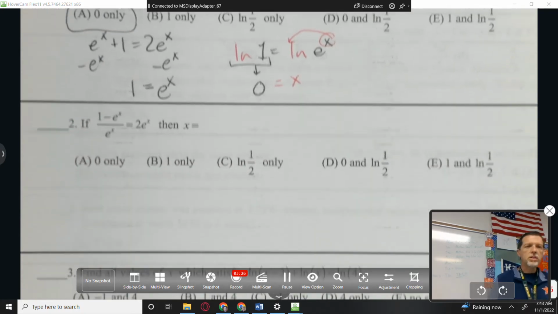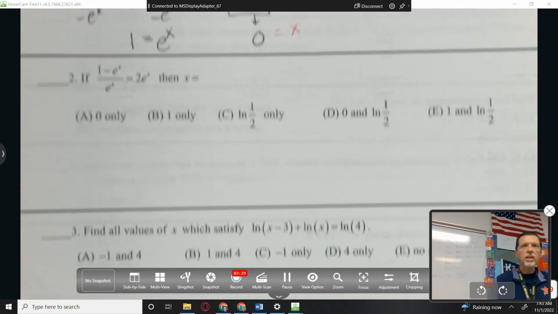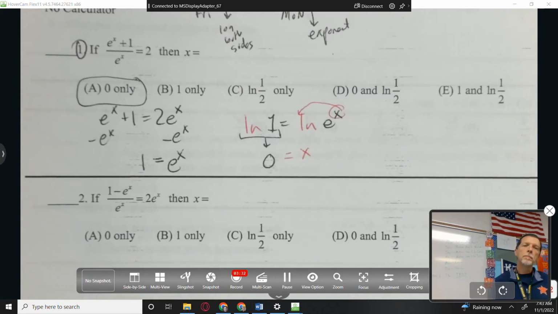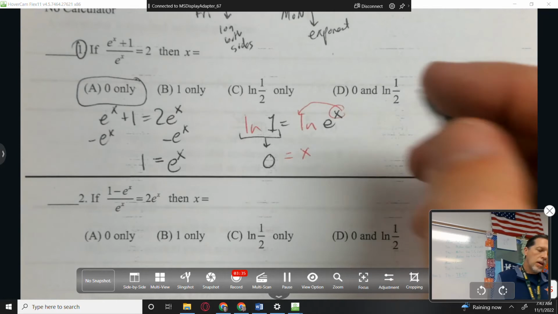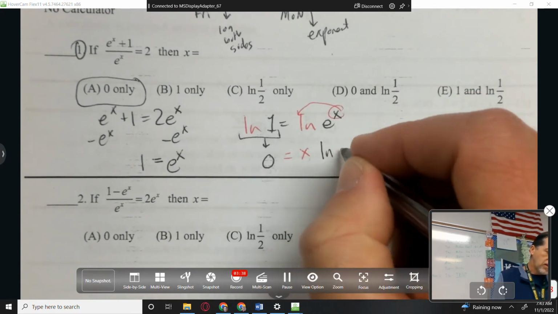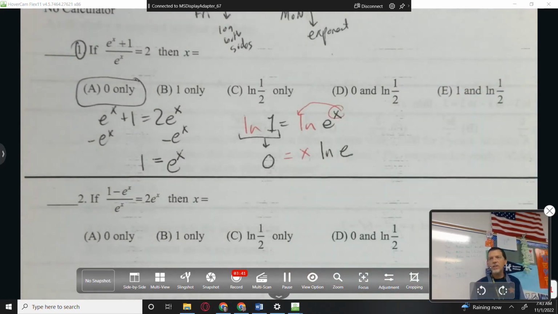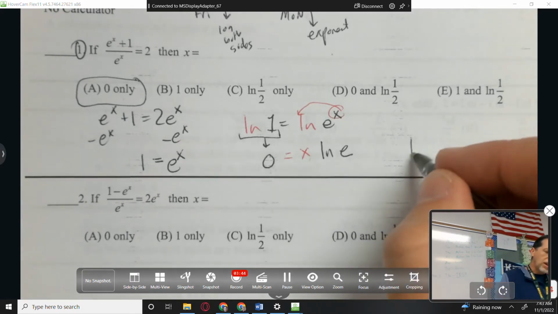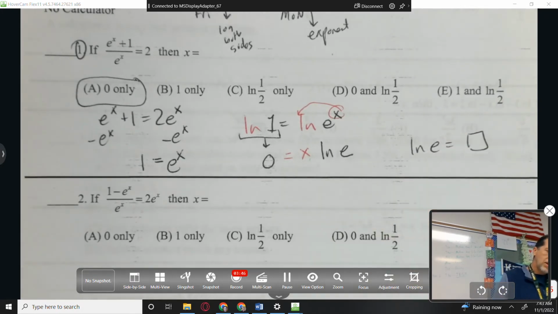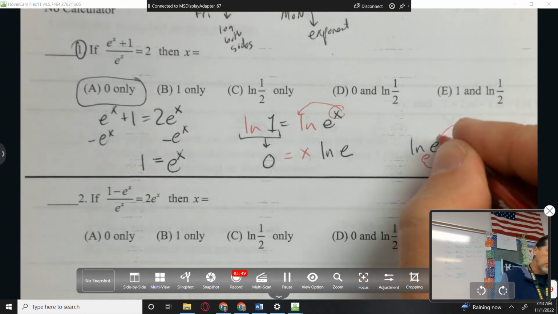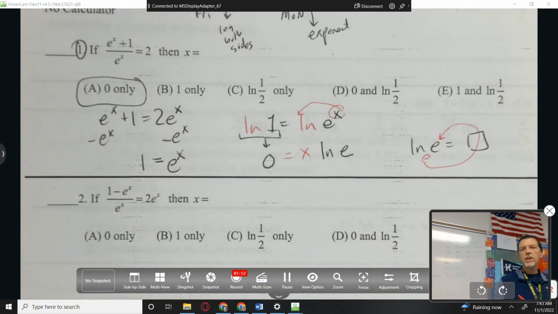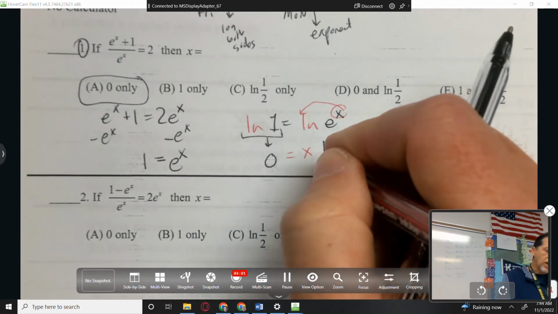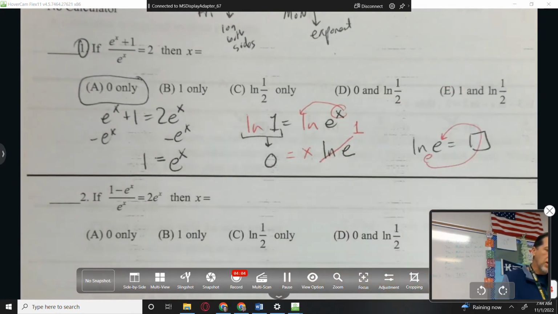Why don't you try number 2? So go back and forth a little bit. I don't understand why natural log e just disappears. Okay, so you move that down front, and you have x times natural log of e. The natural log of e means that e to some power is equal to e. Well, e to what power would give me e? E to the first power would give me e. So the natural log of e, it's not that it disappears, it's that it equals 1, and x times 1 is just x.